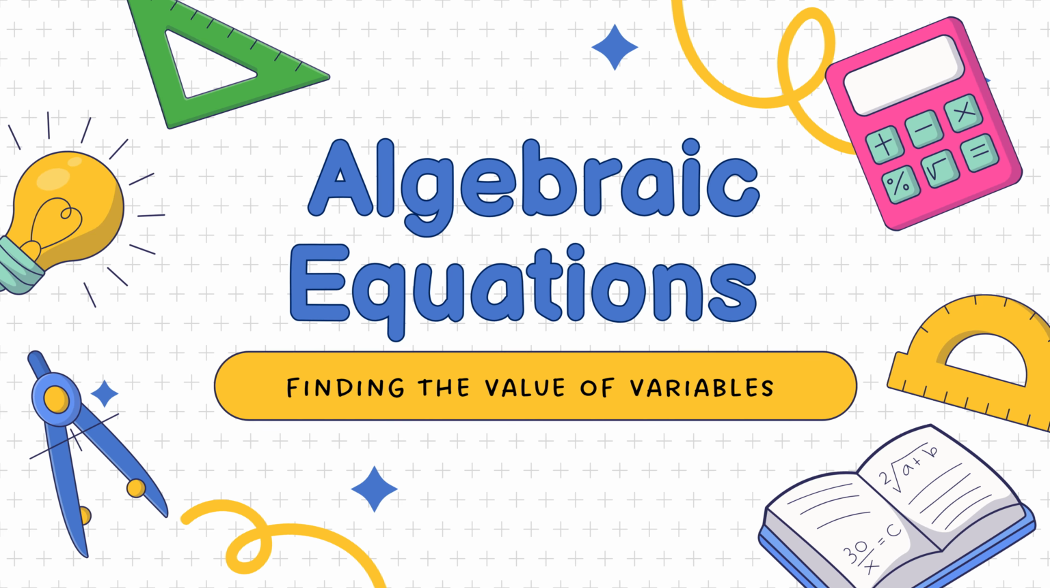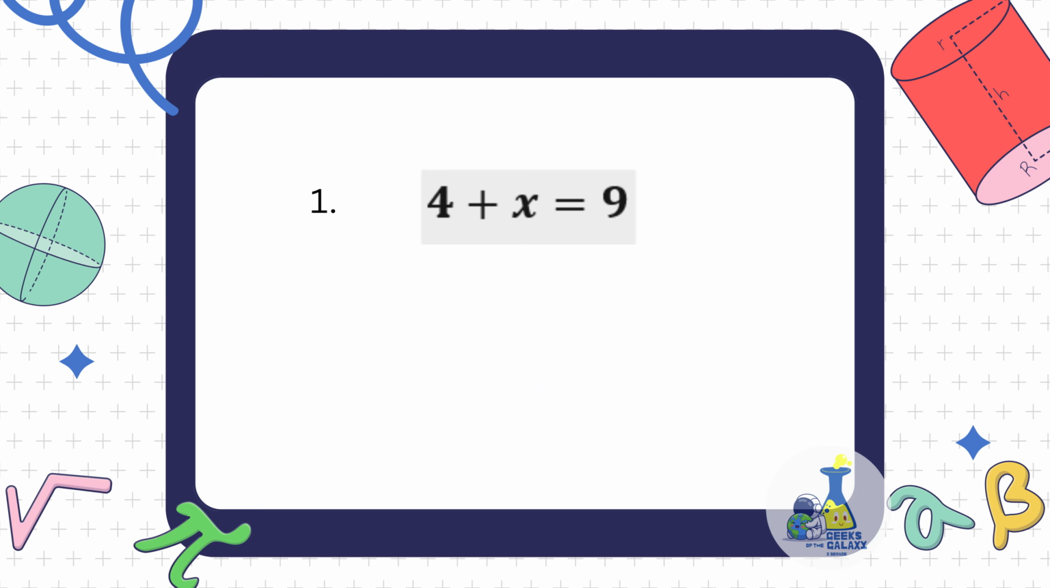In this video, we're going to look at how to find the value of unknown variables in algebraic equations. In this first example, our unknown variable is an x. It might as well have been an a, a b, or any other variable that stands in the place of a numerical value.